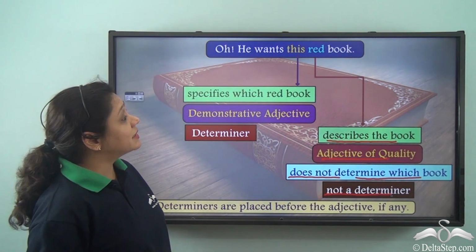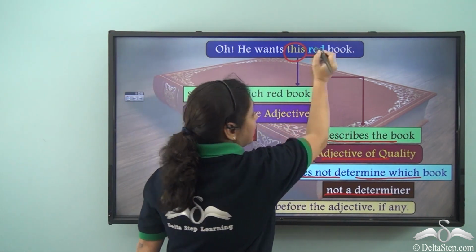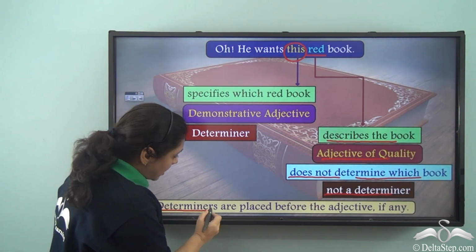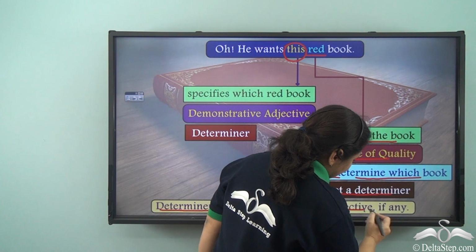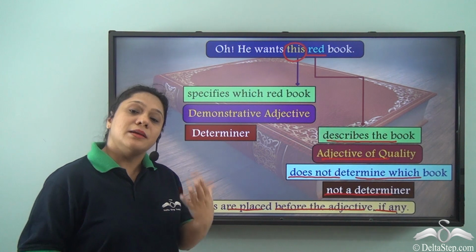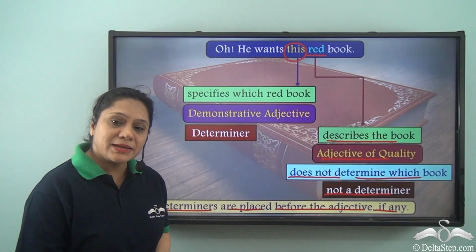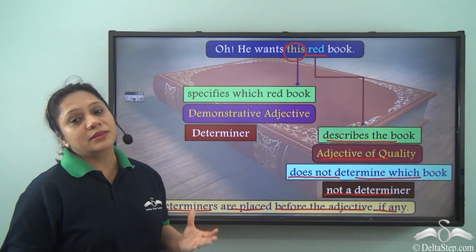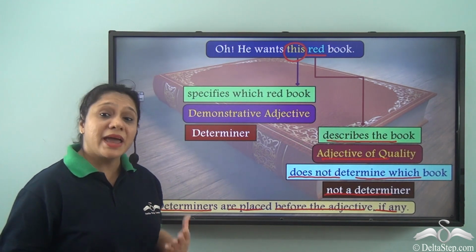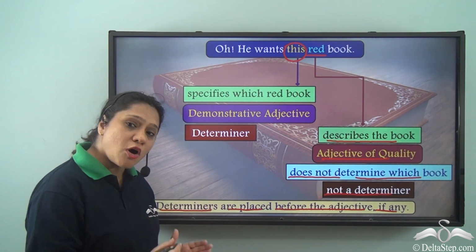Now, you will notice that we have used the determiner this before the adjective red. So, what do we learn? We learn that determiners are placed before the adjective, if any. In case there is no adjective in the sentence, then determiners are placed immediately before the noun. In case there is an adjective in the sentence, then determiners are placed before the adjective.